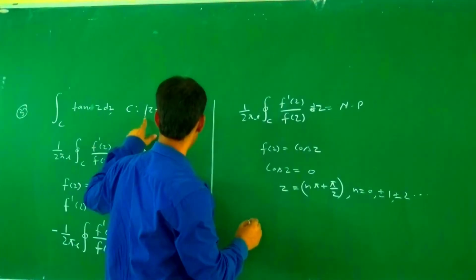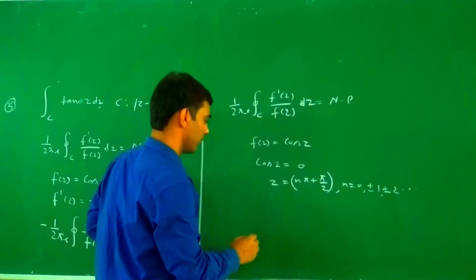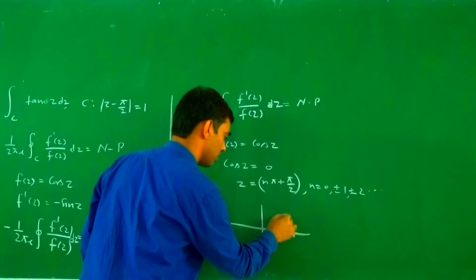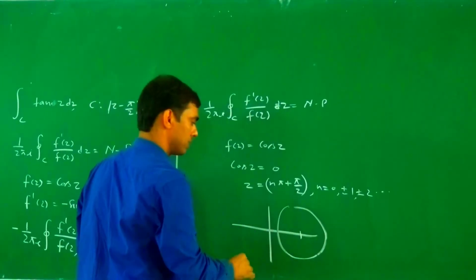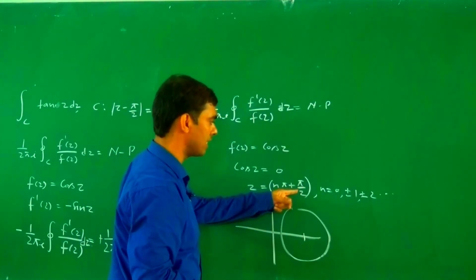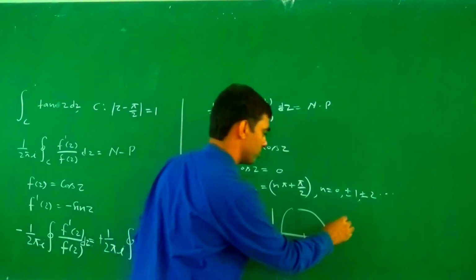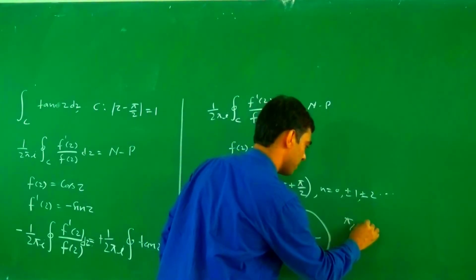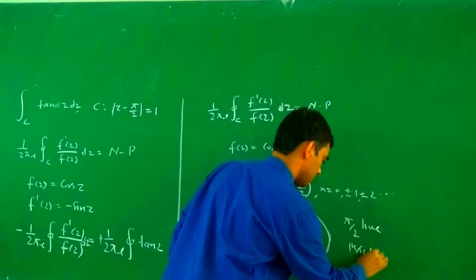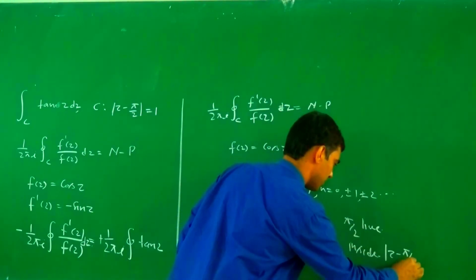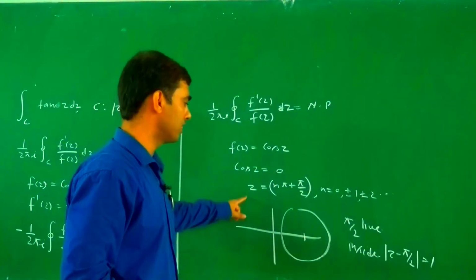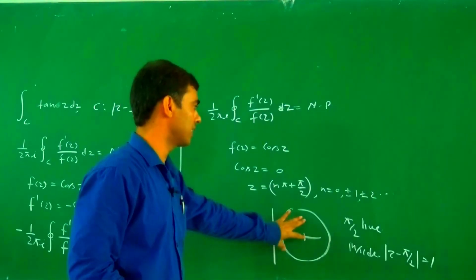Now which value lies in this region? If we closely observe, C is mod z minus pi by 2 equal 1. This is a circle centered at z equal pi by 2. So which point lies in this region? Only pi by 2 lies inside mod z minus pi by 2 equal 1. So how many zeros? Only 1 zero lies inside this region.